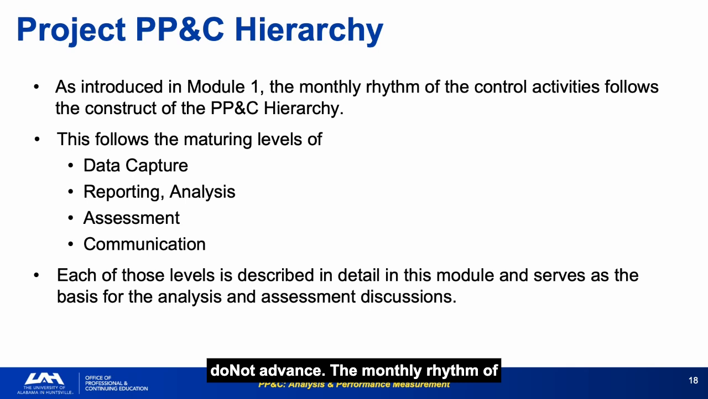The monthly rhythm of control activities follows this hierarchy. Gather data, report it, analyze it, assess it, communicate it. Each step builds on the one before. Every activity in this module maps to a level on this hierarchy. By the end, you should be able to place yourself on it and identify your next move up.